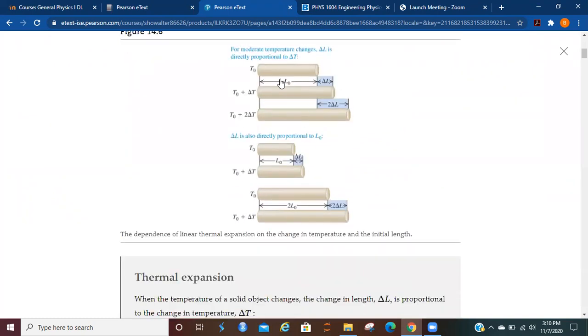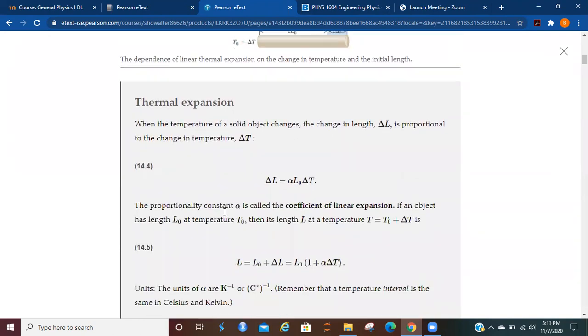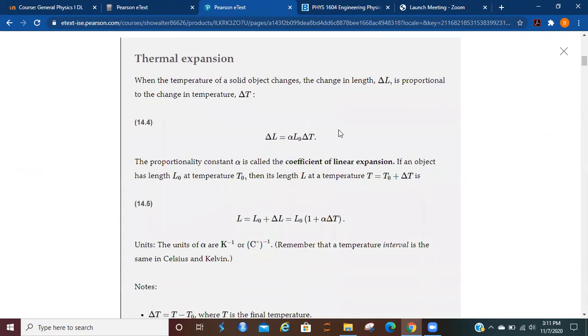So you can see those figures like we had covered before. You've got the initial temperature and then the change in the temperature, and then you see the change in the length. So you can see the formula that we had covered originally. The proportionality constant alpha is called the coefficient of linear expansion. If an object has length L sub naught at temperature T sub naught, then its length L at a temperature of T equal to T naught plus delta T is going to be equal to this.